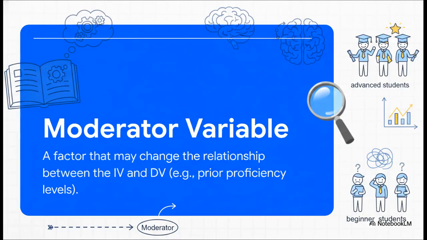But it's never quite that simple in the real world, is it? Sometimes a third thing can come in and change the whole dynamic. We call this a moderator variable. For example, maybe your amazing new technique works wonders, but only for your advanced students. For beginners, it does nothing. In that case, the student's prior proficiency is the moderator. It's altering that cause and effect relationship.